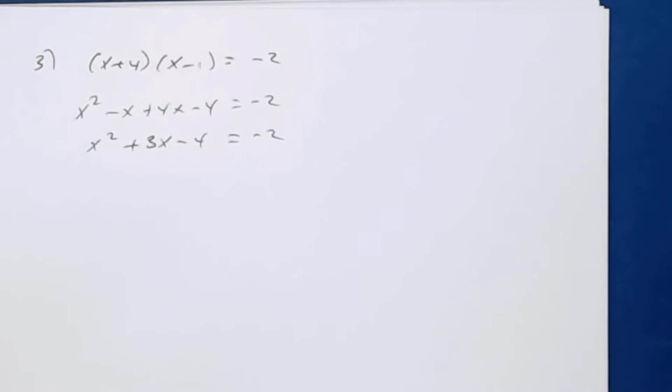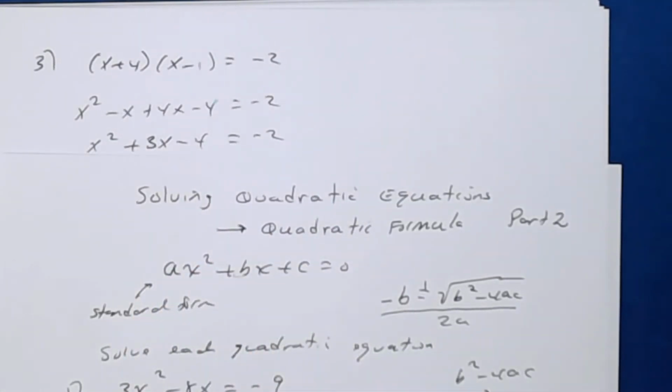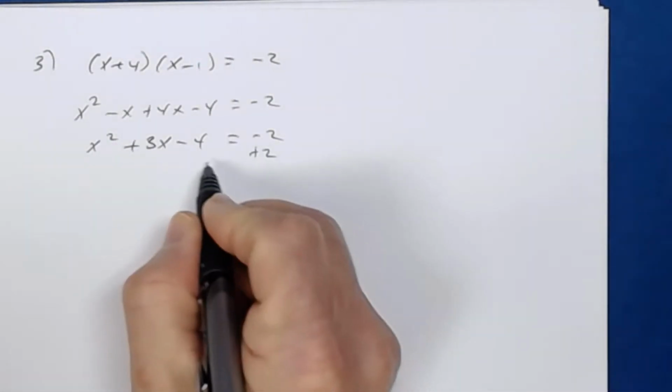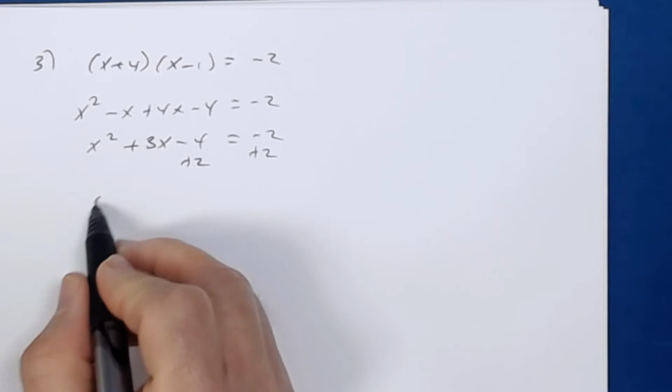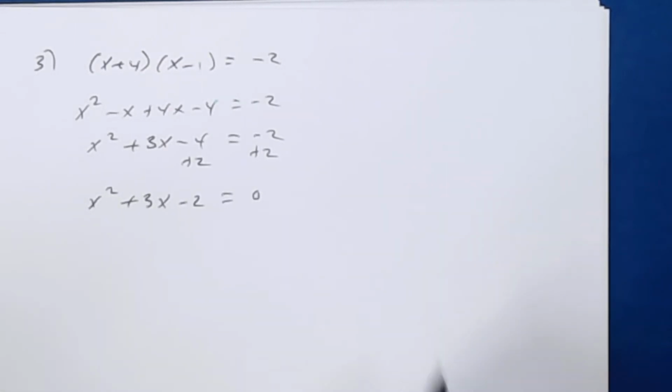Okay? All right, now that's where I'm at. Now, think about what the next step is. So now that it kind of looks like this, can I easily now get it to standard form? And the answer is yes. So I'm going to add 2 to both sides. And then combine like terms, I get x squared plus 3x minus 2 equal 0.